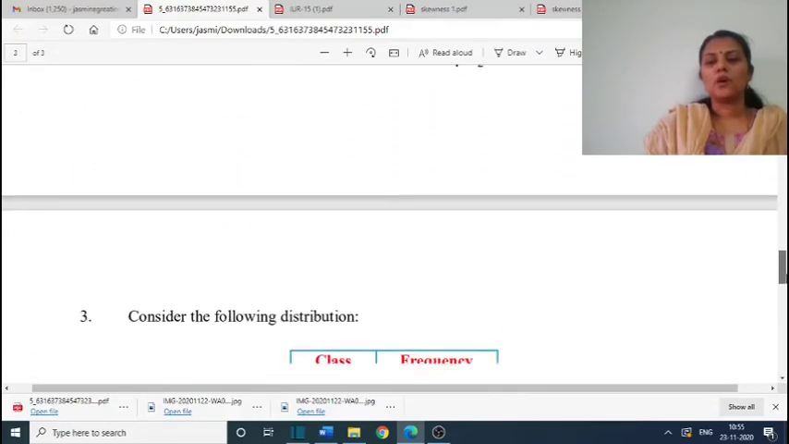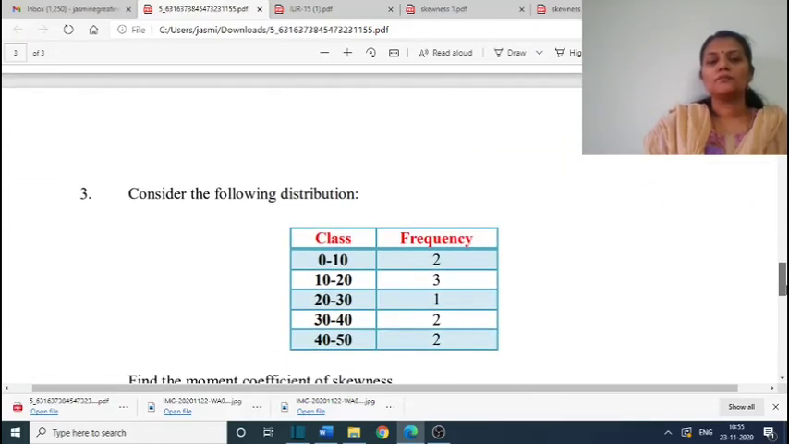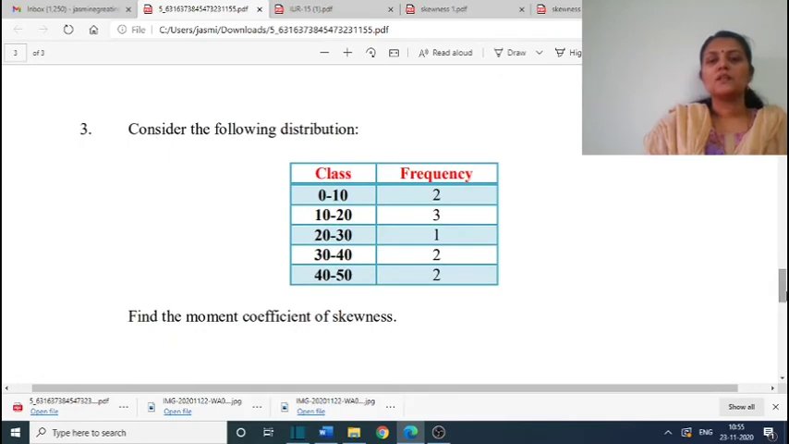Now you have a problem to be worked out. As an exercise, consider the following distribution. Class is given as 0 to 10, the corresponding frequency is 2; 10 to 20, frequency is 3; 20 to 30, frequency is 1; 30 to 40, frequency is 5; 40 to 50, frequency is 2. Find the moment coefficient of skewness.